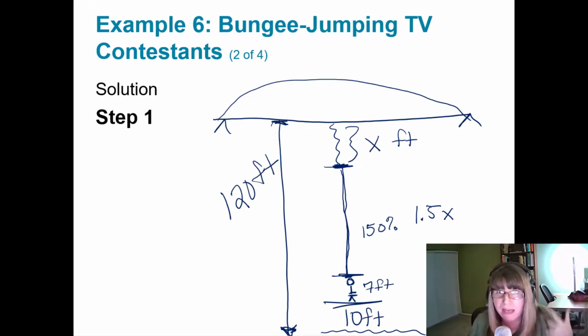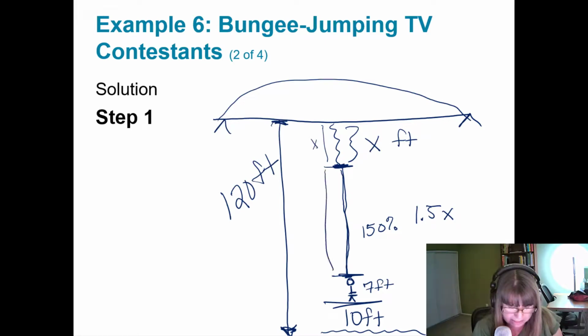So I think I have everything I need to solve this puzzle, right? I know my bungee length is X. I know the extension is 1.5X. And I know the person is 7 feet, and I know above the water is 10 feet, and that better not extend more than 120.